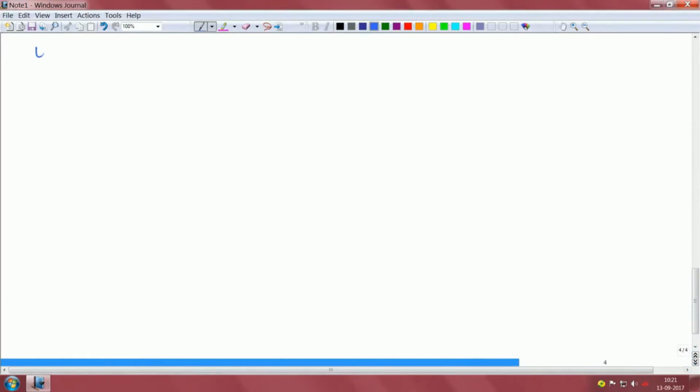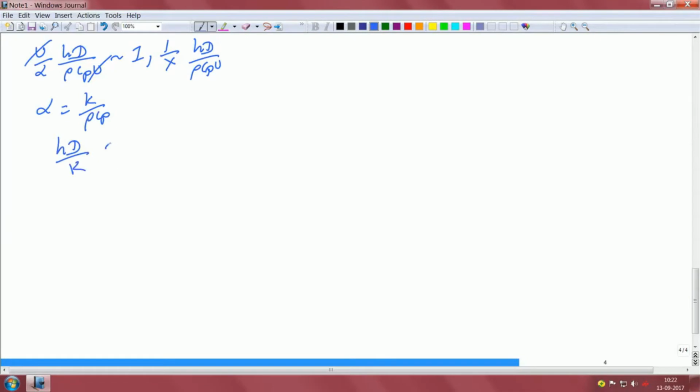Based on the definition, you have h d by rho Cp into u proportional to 1 over x h d rho Cp u, okay, got it. Now, if you look at this first term, this u and u get cancelled with each other, and you have alpha into rho Cp. What is alpha? Alpha is basically k by rho Cp, correct. So, the first term becomes h d by k, that is proportional to 1, or of the order 1.